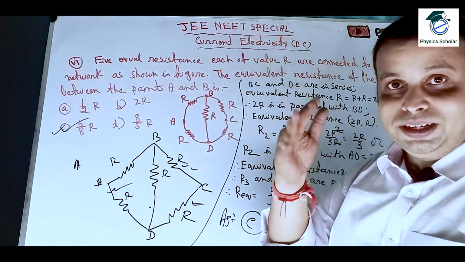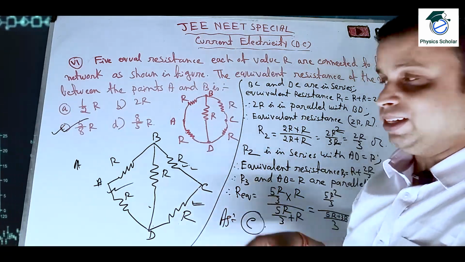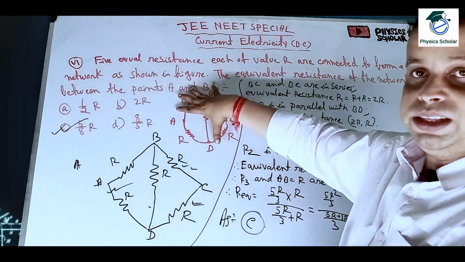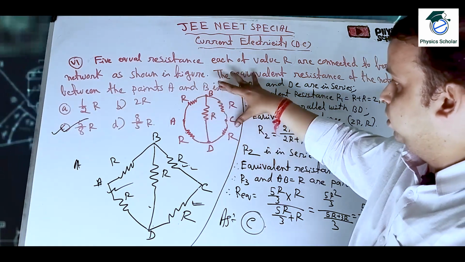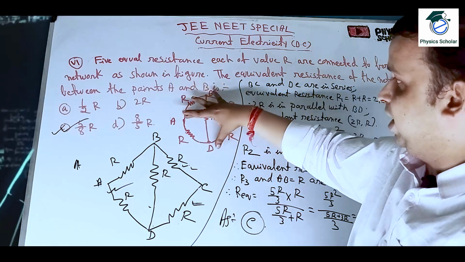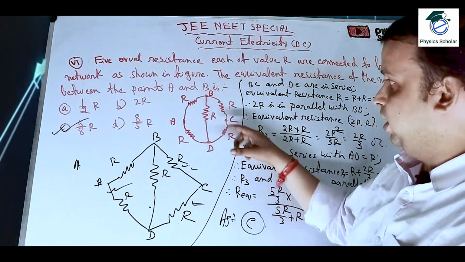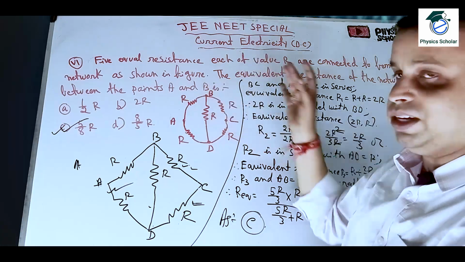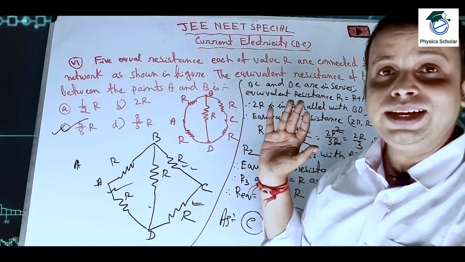You have to keep your head cool while solving this sum, otherwise you will make a mistake. Okay, so here it is, a circle is given and 4 resistors are connected: AB, BC, CD and DA. The value of each resistor is R, and BD is also connected with another resistor R. Clear? Now we have to redraw the circuit just like the Wheatstone bridge.